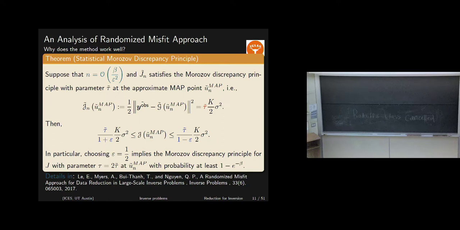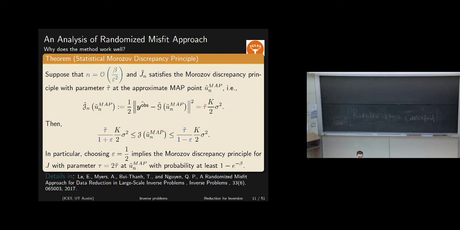The Morozov discrepancy principle says that you don't want to match this to zero. This is your observation, and you know that there's noise in there. And this is your computer prediction. You don't want to match them exactly, because if you do, you overfit, or you match the noise and you don't get a solution. You get something that looks weird. So Morozov said, you solve until the difference between these two is about the same order as the noise, and you should stop. So you should stop early in your optimization if you wish.